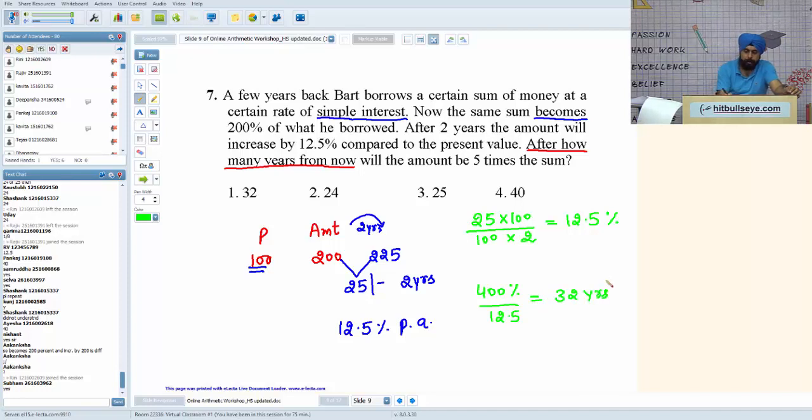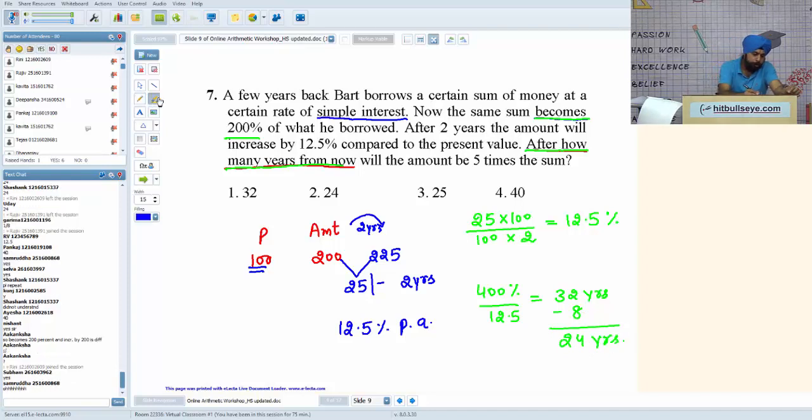But again, the catch was how many years from now, and the sum of money is already doubled. So this means out of 32, those 8 years of doubling should be subtracted, or it will take 24 more years. So the answer shall be option number 2.